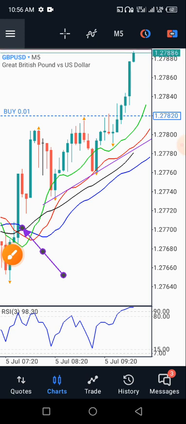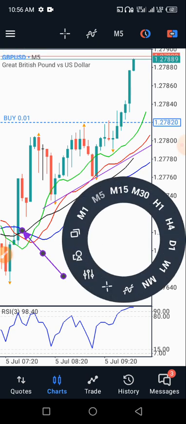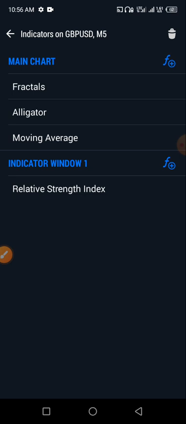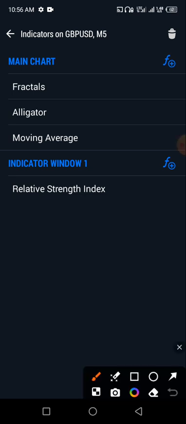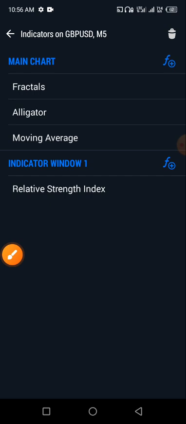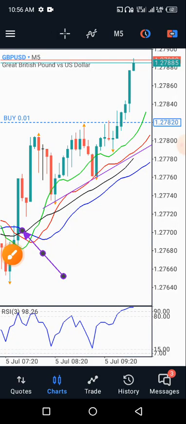There are basically two indicators that we are going to be adding on our charts, just these indicators here that you see. Before the end of this video, definitely I'm going to give us the settings for this indicator.